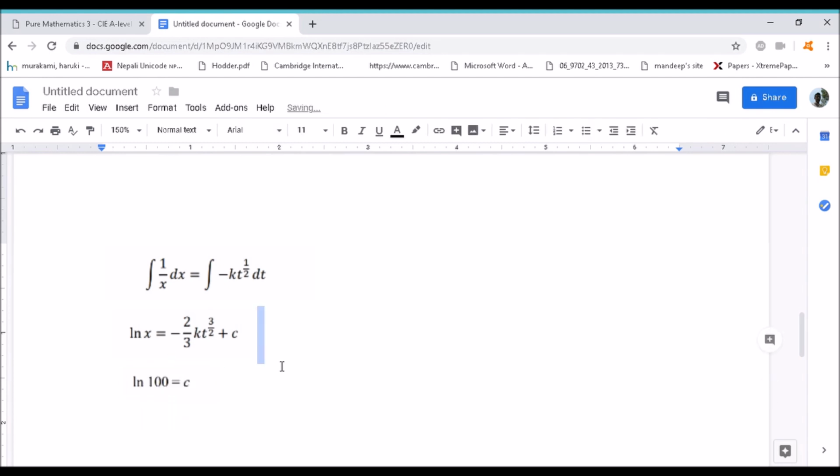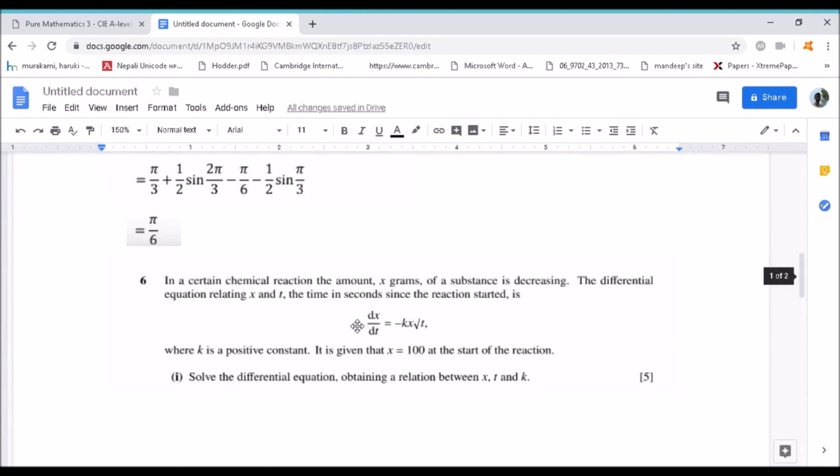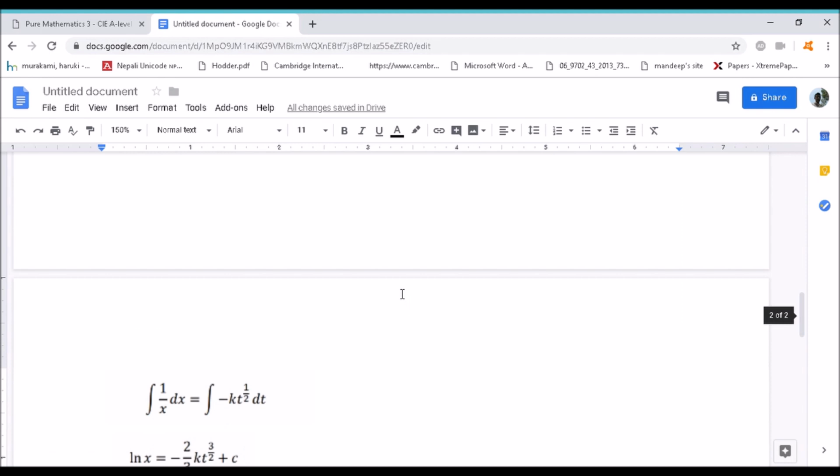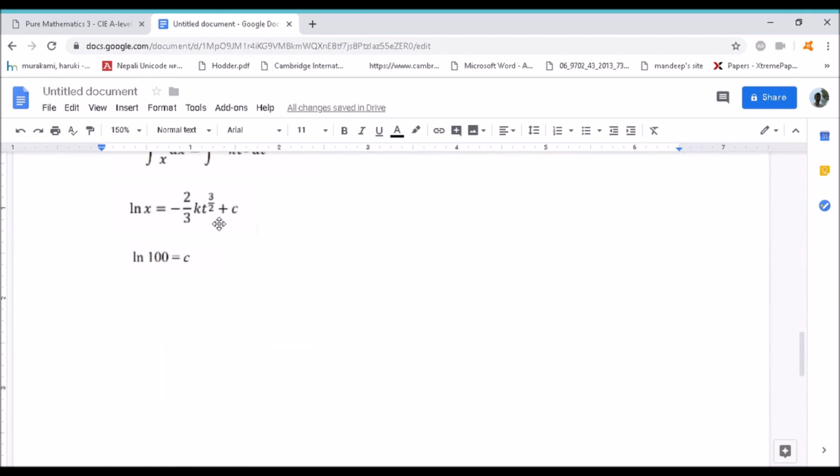After this, we replace x by the given value. They say x equals 100 at the start of the reaction, so at the start means t equals 0, right? So x equals 100 and we replace t equals 0. So when t equals 0, everything will be 0. So c equals ln of 100. After this we get the equation ln of x equals minus 2 divided by 3 k t to the 3 over 2 plus ln of 100. This is our answer.